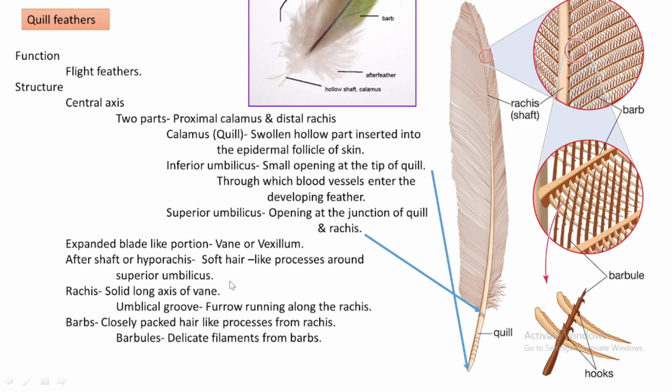Then barbs. What are barbs? Barbs are closely packed hair-like processes. Here you can see that these are barbs. They are closely packed hair-like processes from the rachis. This is the rachis, and from it hair-like processes emerge. They are called barbs. And from those barbs, again small delicate filaments emerge. They are called the barbules.